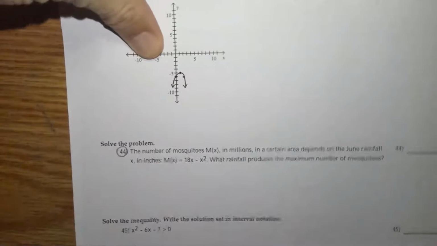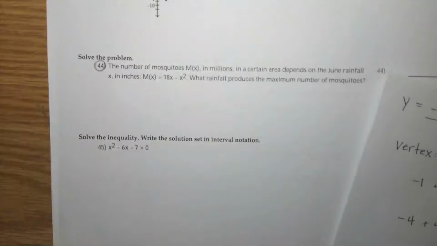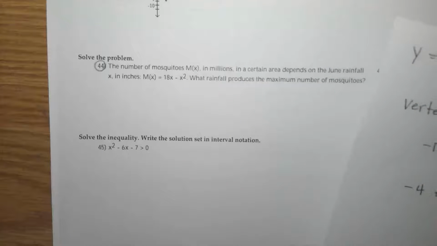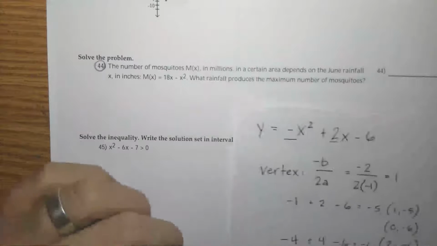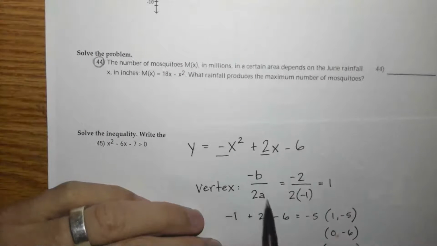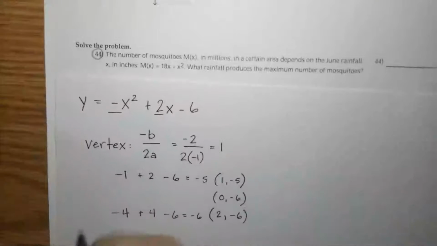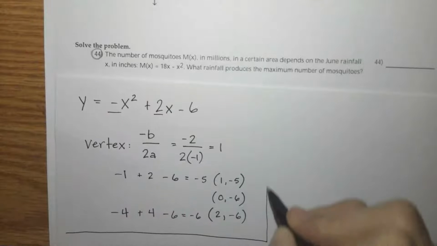All right. Next one says the number of mosquitoes, M of x in millions, in a certain area depends on the June rainfall, x in inches. M of x equals 18x minus x squared. What rainfall produces the maximum number of mosquitoes? Now, once again, this is going to rise up and peak at the vertex, kind of like what happened in this one. So let's use that same vertex formula to figure out what this is.